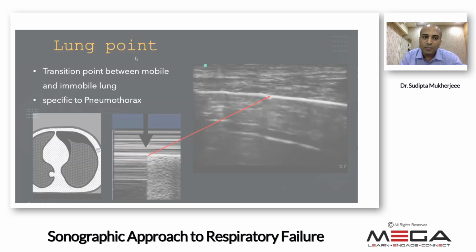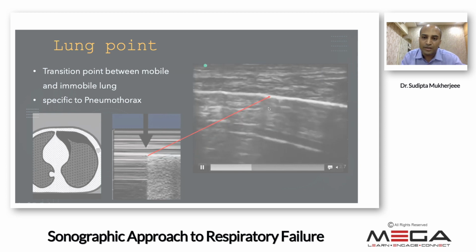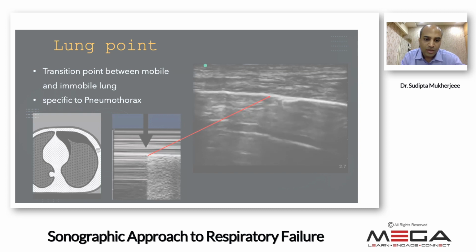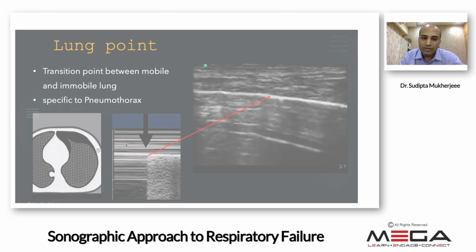So what is lung point? Lung point is the transitional point between the mobile and the immobile lung. This is the point where the parietal and visceral pleura have separated. And this is very classical, or pathognomonic, of pneumothorax. Once we put an M mode here, we will find there are horizontal lines in the lung, just like the tissue, because the lung is not moving. This is called the barcode sign.